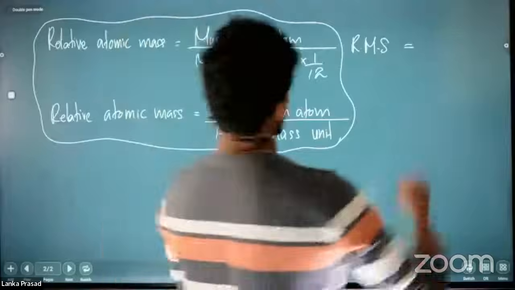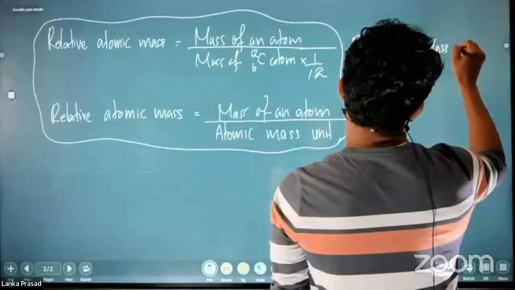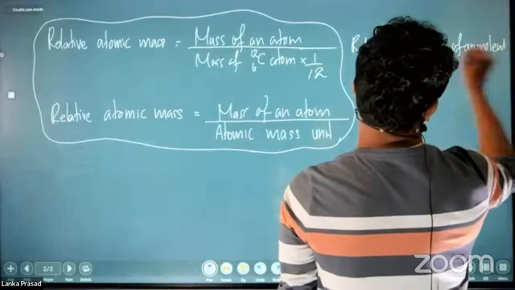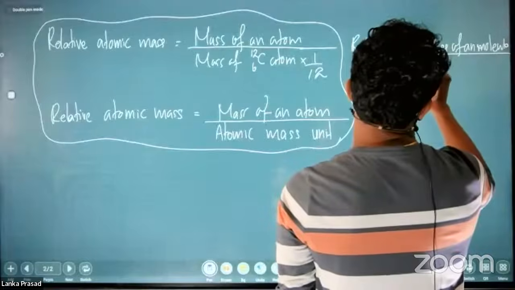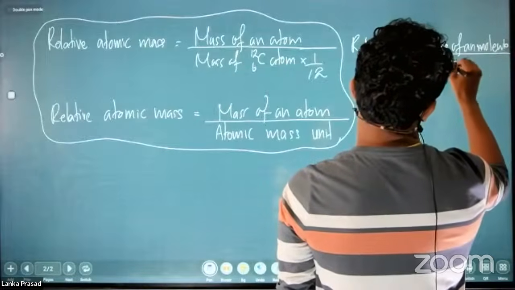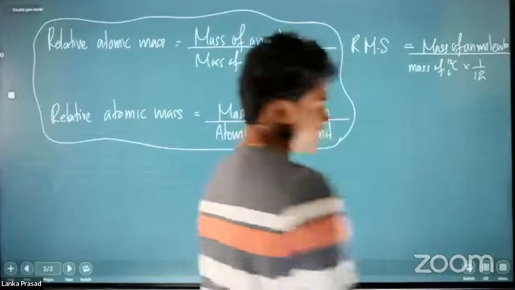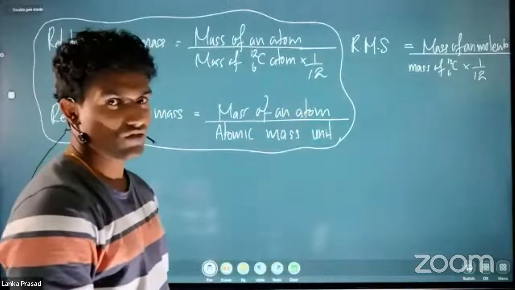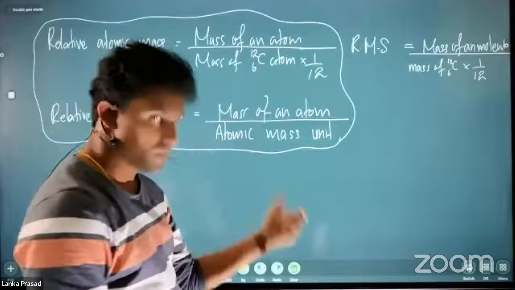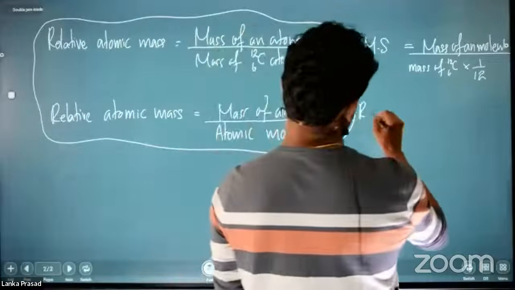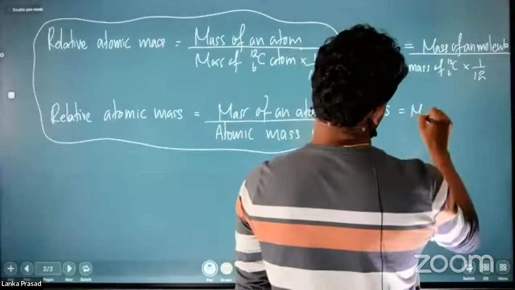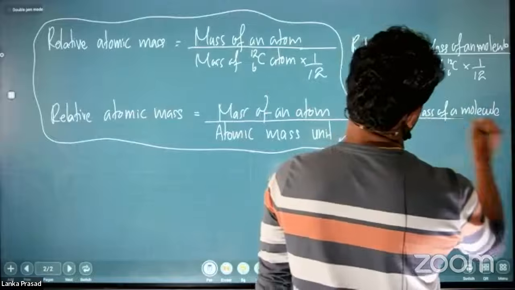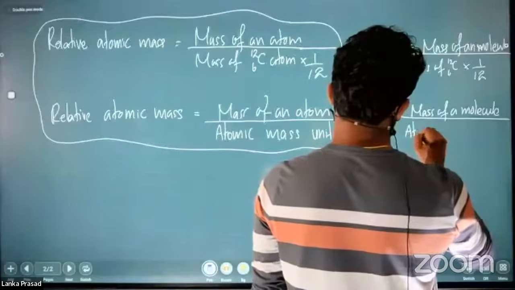Then you have to say the mass of an atom. It's not atom, it's the mass of a molecule, divided by the mass of carbon-12 times 1 over 12. Easy, right? Relative molecular mass equals the mass of a molecule divided by the atomic mass unit.